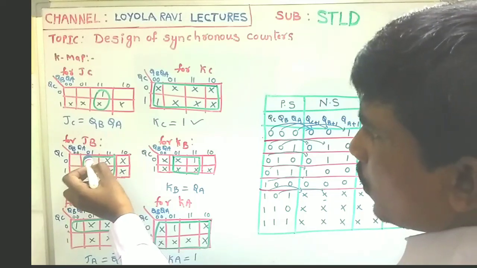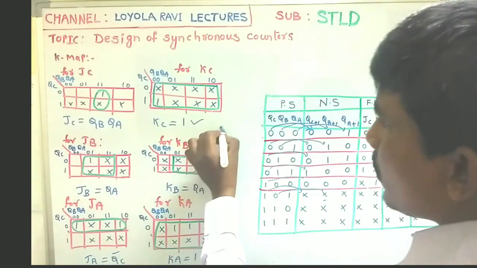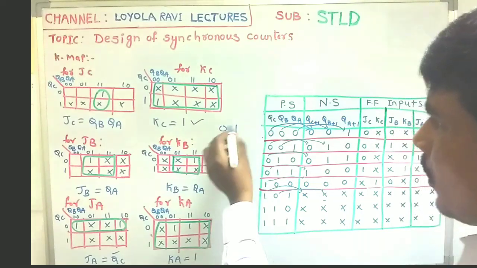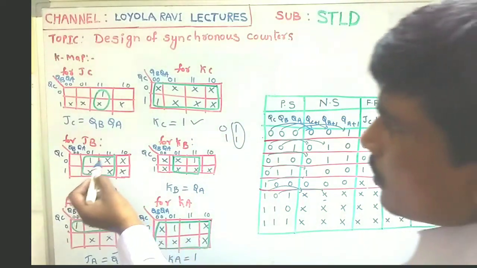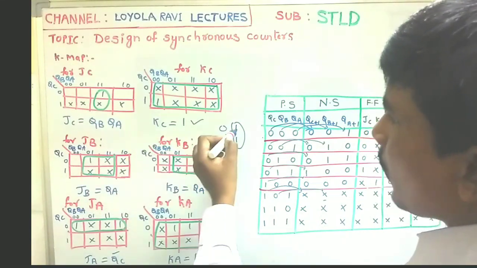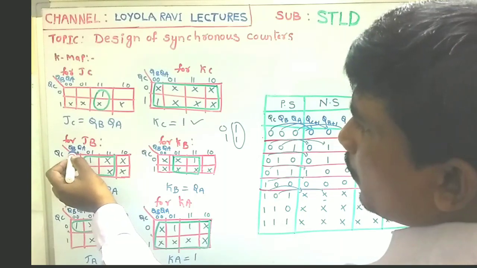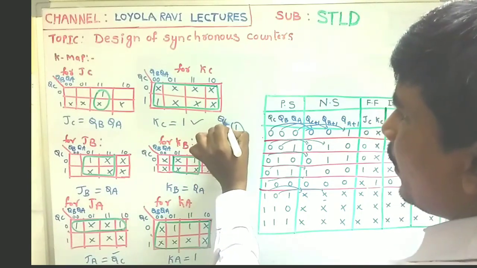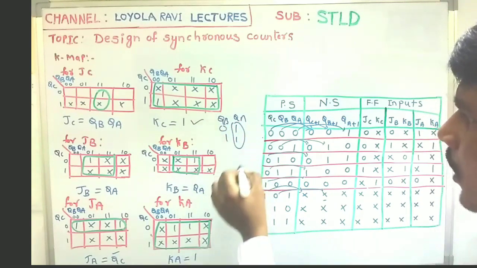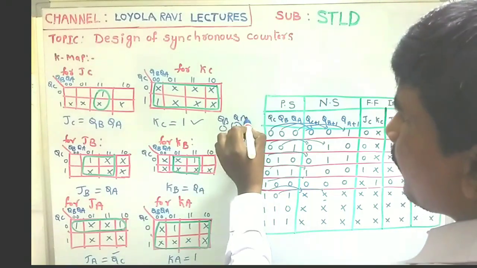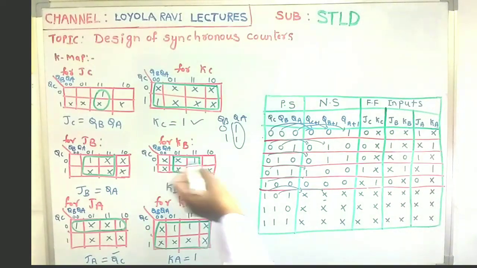Vertically we have 0 1 1 1, 0 1 1 1. In those, which one is common? 1 is common. 1 belongs to QA, QB, QA. Here QB and QA: QA is common, QB is not common. That's why JB is QA.